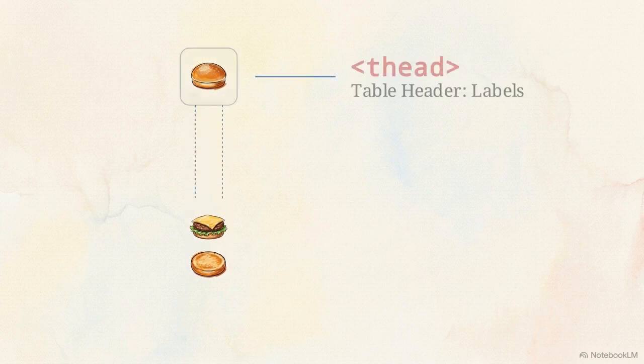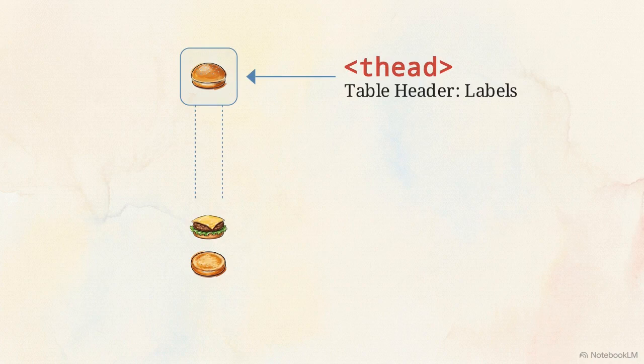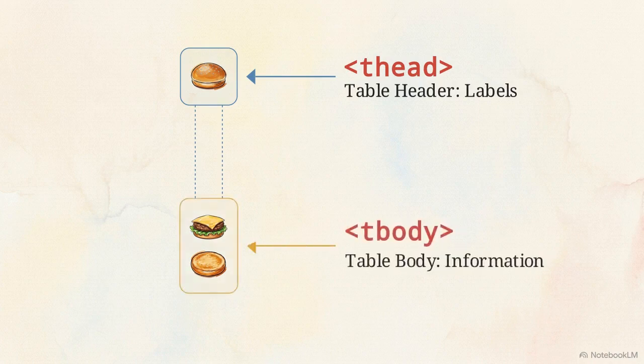Here is a diagram of a sandwich splitting apart to show how an HTML table is structured. The top bun is the table header, or T-head, where we keep our labels. The bottom filling is the table body, or T-body, which holds all the actual information.